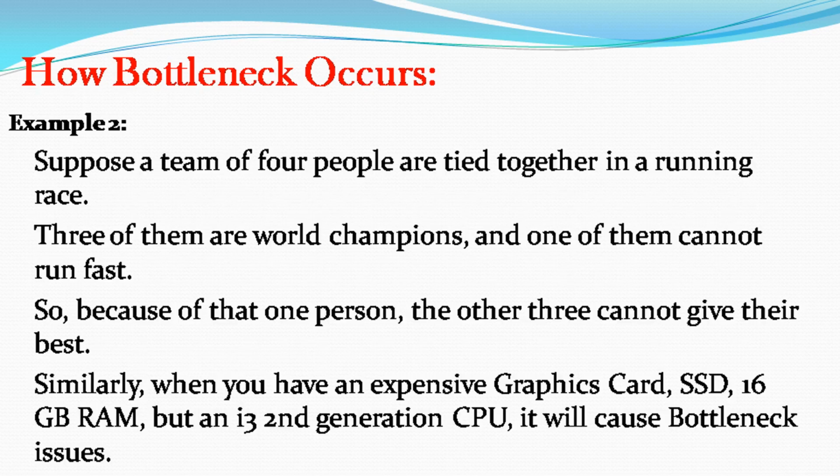Suppose a team of 4 people are tied together in a running race. 3 of them are world champions, and 1 of them cannot run fast. So, because of that one person, the other 3 cannot give their best. Similarly, when you have an expensive graphics card, SSD, 16 GB RAM, but an i3 second generation CPU, it will cause bottleneck issues.